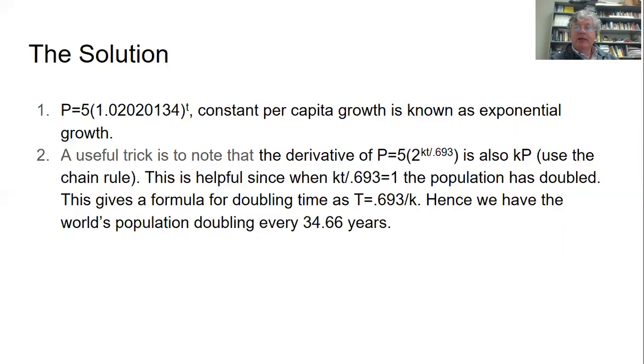And the reason why that's good is because now when kt divided by 0.693 is 1, that means the population is doubled. And so that gives us a formula for the doubling time. Doubling time is kind of like the growth version of half-life. You might have heard of half-life in decay problems, whereas you get doubling time in growth problems, like the time it takes for anything to double. And so if we look at 0.693 divided by 0.02, that gives us 34.66. So by this model, the world's population is going to double every 34.66 years. Okay, interesting information.